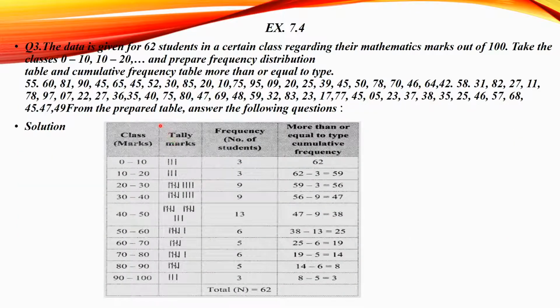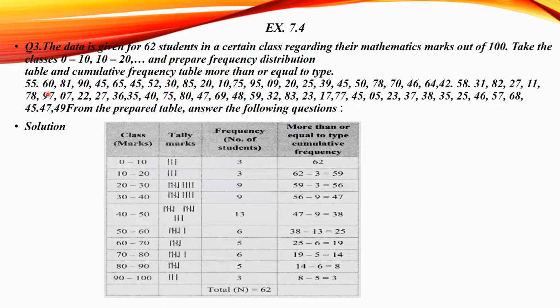Question number 3 of exercise 7.4. The data is given for 62 students in a certain class regarding their mathematics marks out of 100. Take the class 0 to 10, 10 to 20 and prepare a frequency distribution table and cumulative frequency table of more than or equal to type.